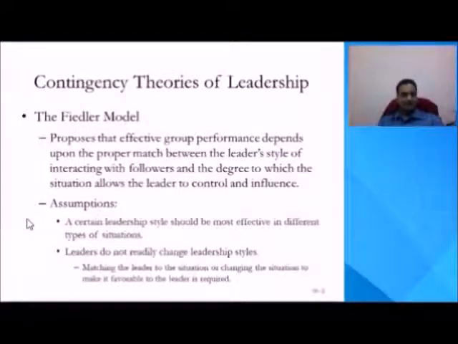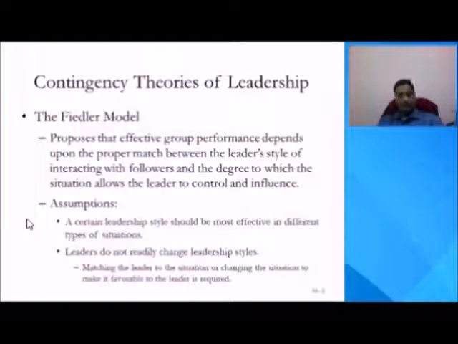Now the Fiedler model was developed by Fred Fiedler. The contingency model was looking at the fact that effective group performance would depend on a proper match of the leader's style of interacting with followers and the degree to which the situation allows the leader to control and influence. So it is not only the characteristics of a leader that determine effectiveness, but there is another focus coming in, that is the followers.